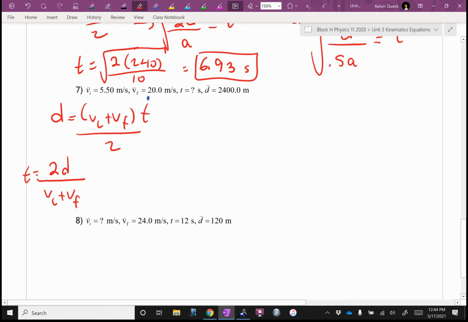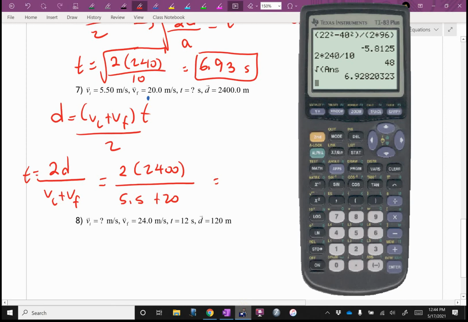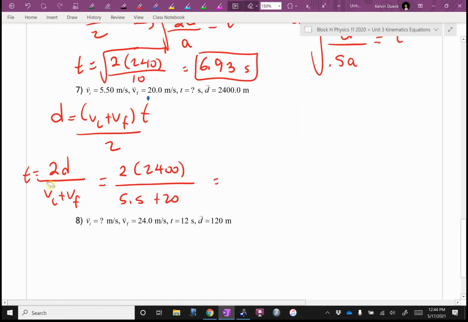That equals T. Yet another equation. It's going to be 2 times 2,400 all over 5.5 plus 20. Is this a fraction? Yep. Is there more than one thing on the top? I'll put brackets around the top. Is there more than one thing on the bottom? Brackets around the bottom.